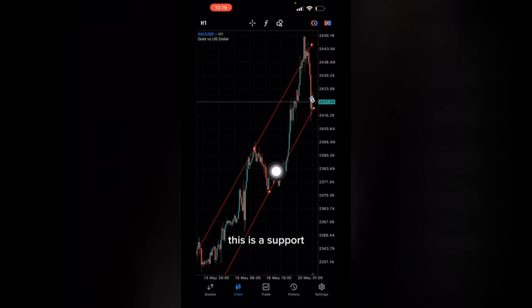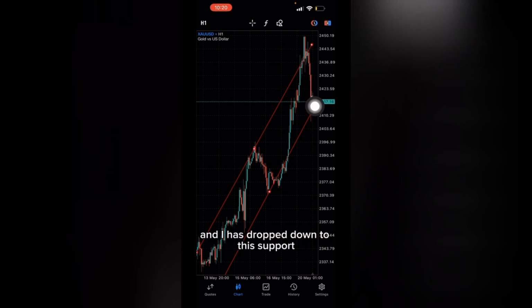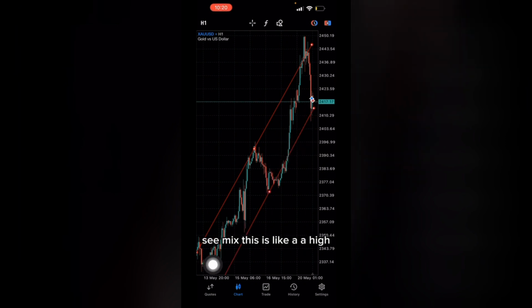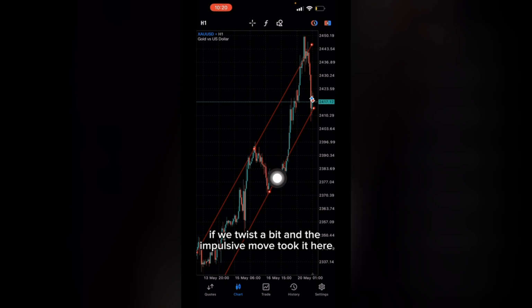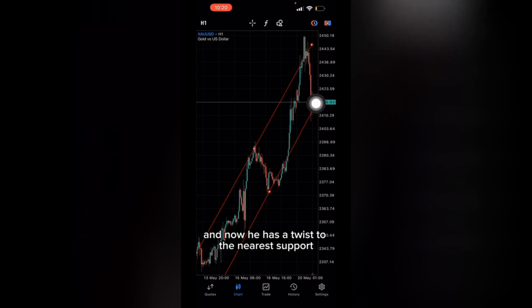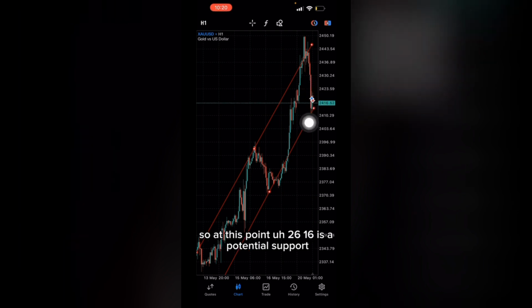a support. It has gone on to hit a resistance level here, and now it has dropped down to this support. Just like I spoke about in previous class, if you're able to identify that pattern, that trend line, you see it makes a high, then it retraced a bit, and the impulsive move took it here, and now it has retraced to the nearest support. So at this point, 26.16 is a potential support.